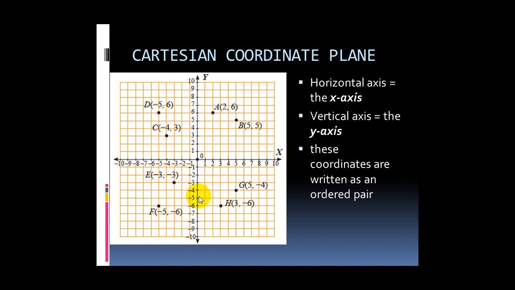Jadi koordinat suatu titik itu dituliskan dengan urutan, pasangan bilangan berurutan. X, Y, or we can call it abscissa and ordinate. Abscissa for the x value and then ordinate for the y value.